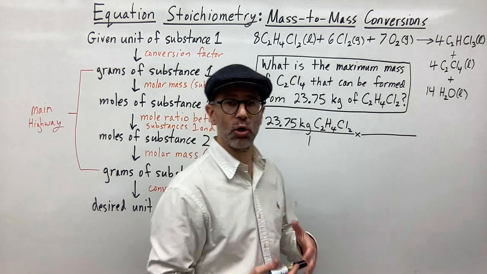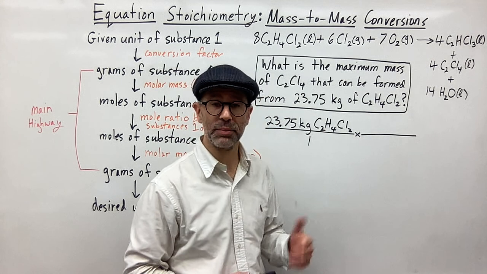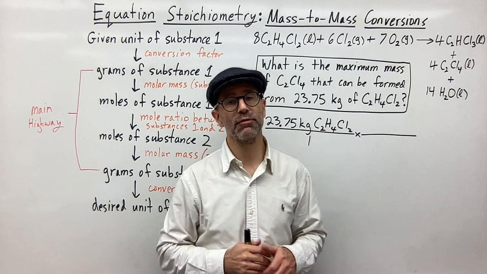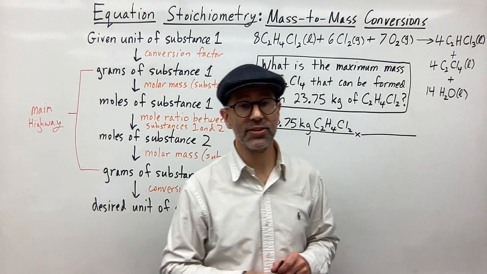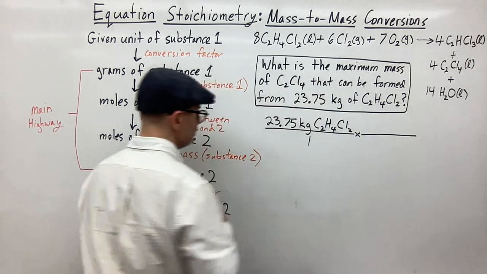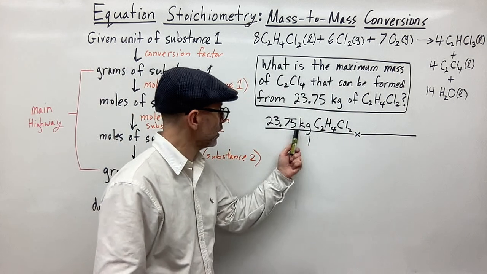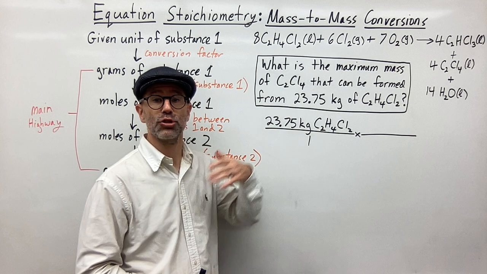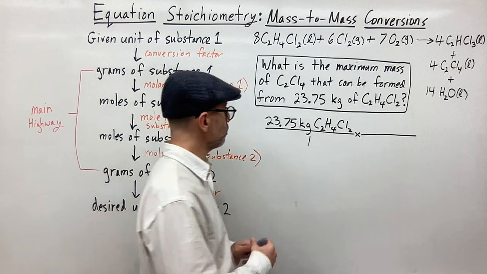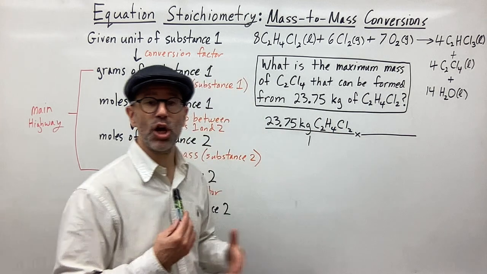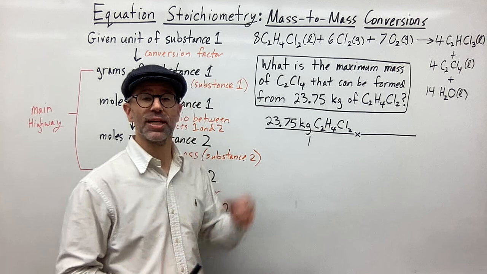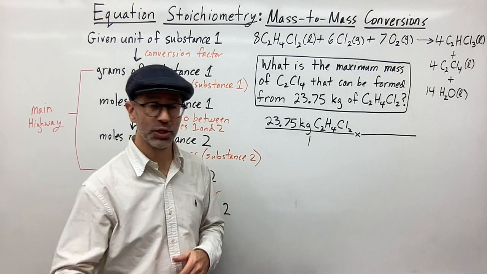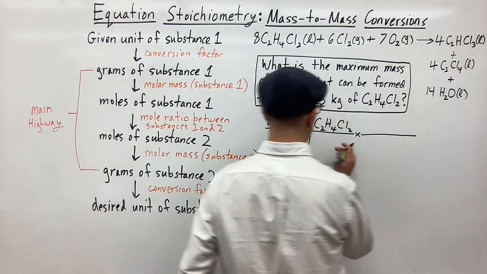So remember, the goal is to get to moles. We've got kilograms. If I can get to grams, then I can use the molar mass to convert to moles. So I'm going to need to convert kilograms to grams first, so that I can use the molar mass to convert to moles. I need to know the relationship between grams and kilograms. Kilo is 1,000, so I know 1 kilogram is equal to 1,000 grams. So I'm going to write that down.